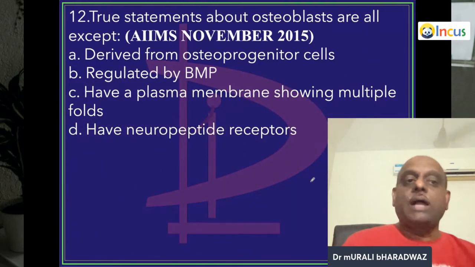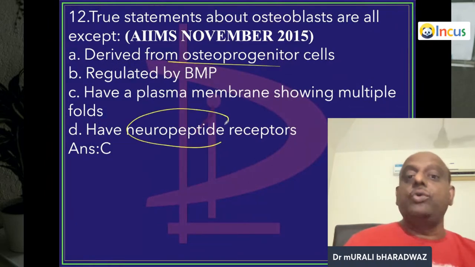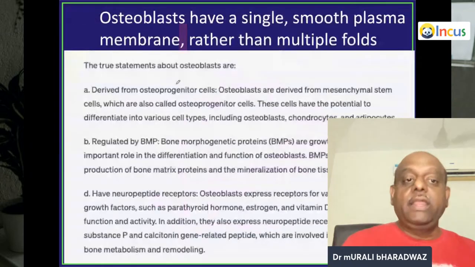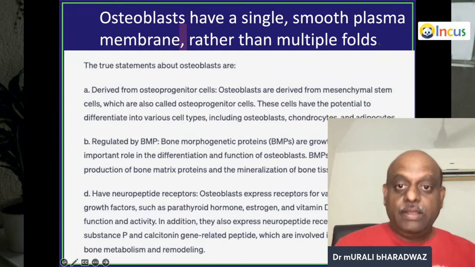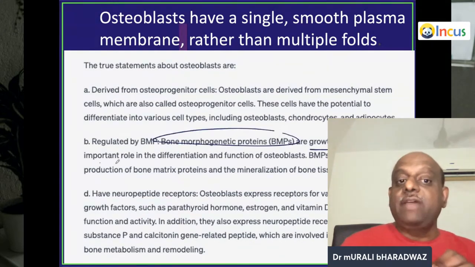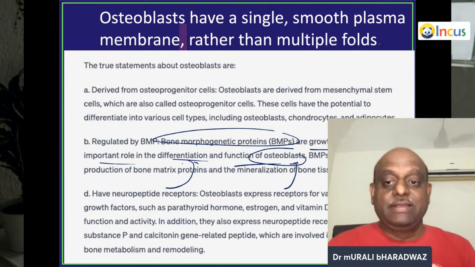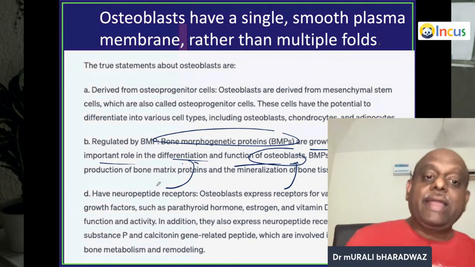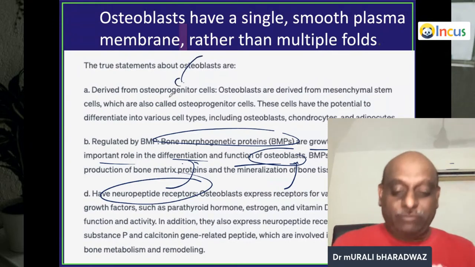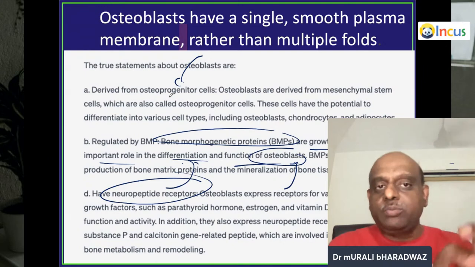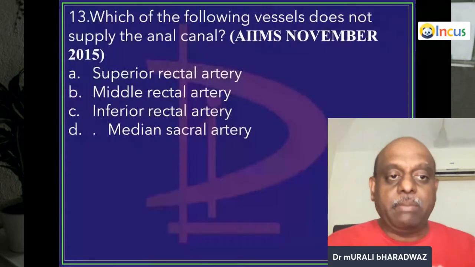Now, what is true about osteoblasts? They are derived from osteoprogenitor cells. They have neuropeptide receptors. There is what is called bone morphogenetic protein, BMP. BMP is the growth factor that plays a very important role leading to differentiation and functioning of the osteoblasts, is what you have to remember. But if you look at the osteoblast, they have a single smooth plasma membrane instead of multiple folds, is what you have to remember.